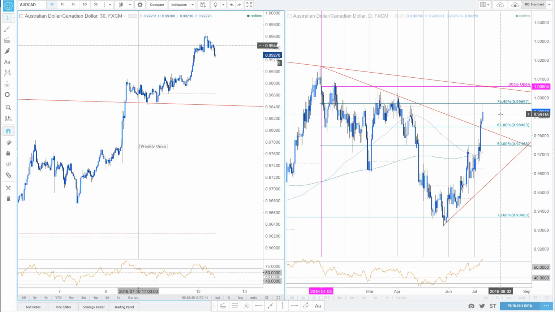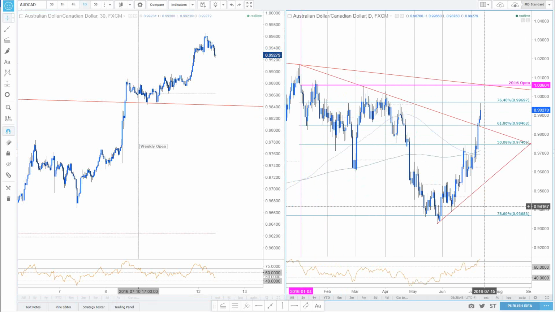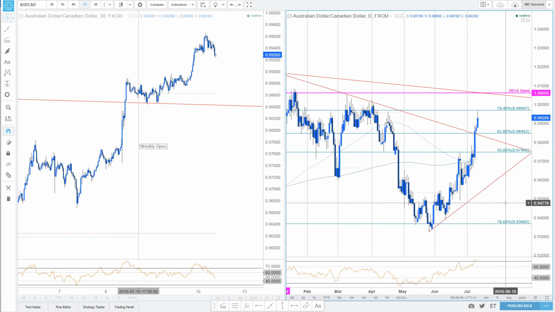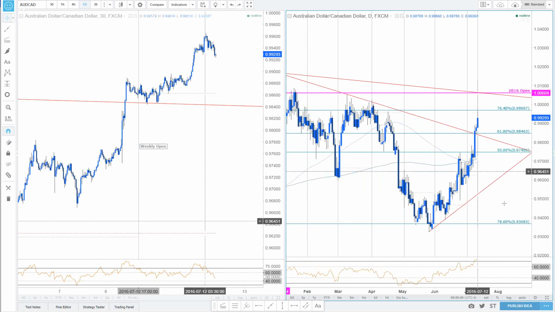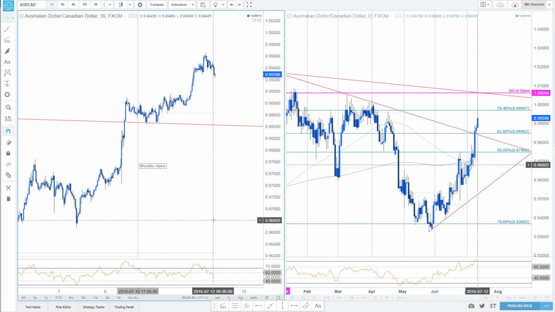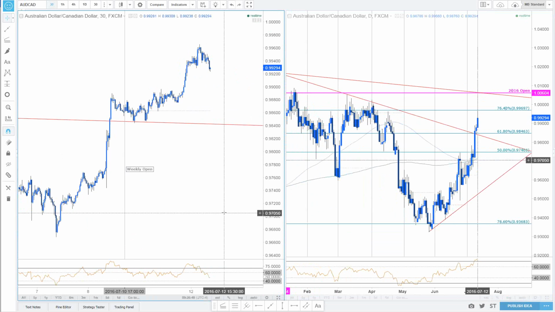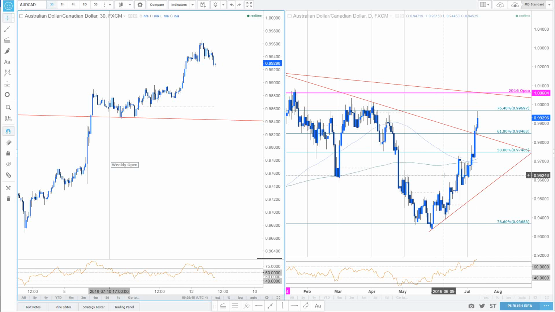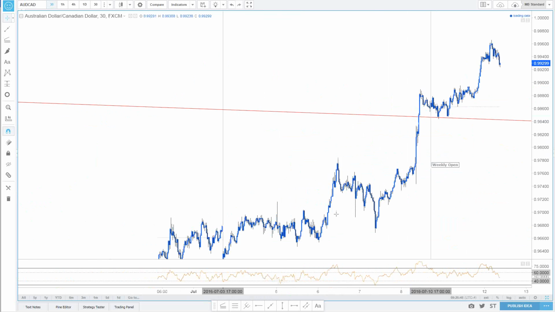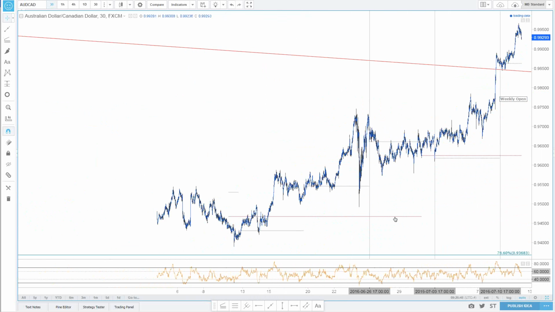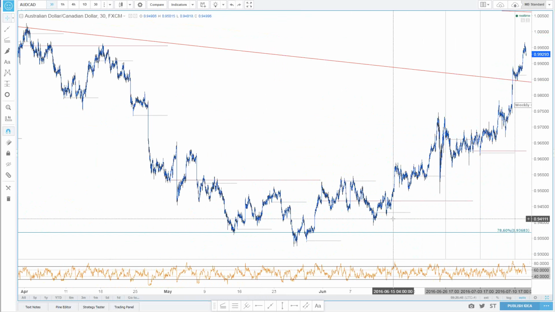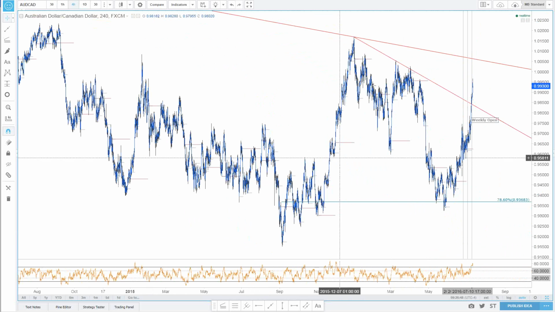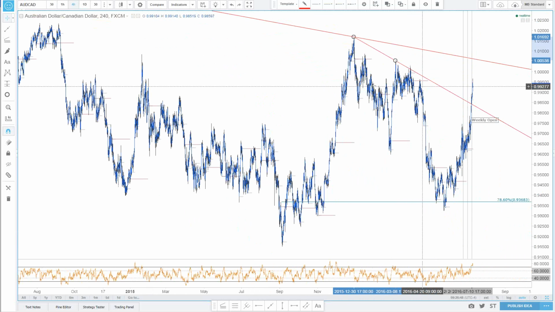So, Mir, I'd be careful about getting too aggressive on an Aussie CAD short from here. I do think you're at risk, but it's not just about knowing the direction of the immediate bias, right? It's about having a setup, something that you can place a little bit more of stock into. Let's see what the 30-minute looks like. Okay, we can get rid of that.